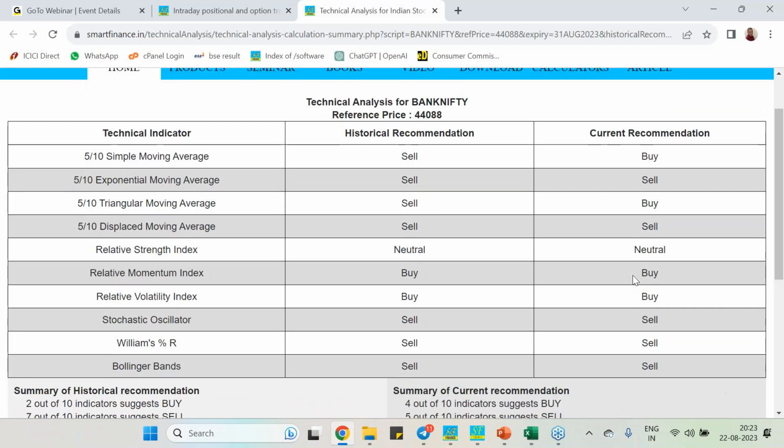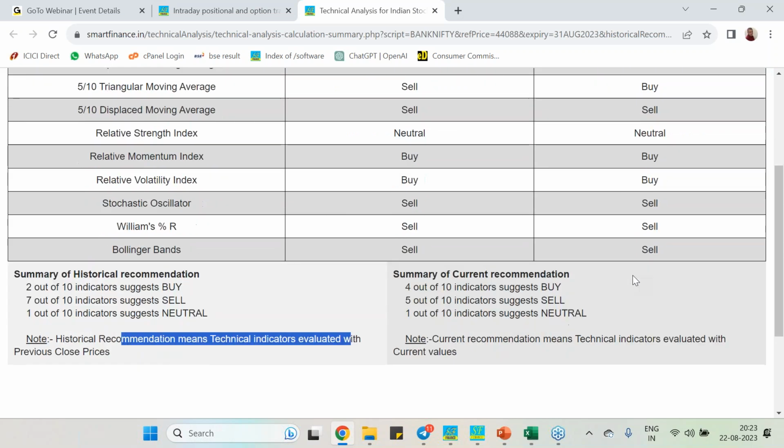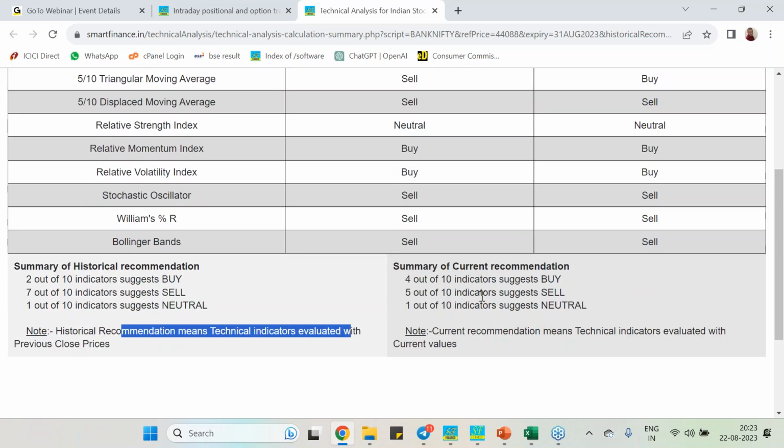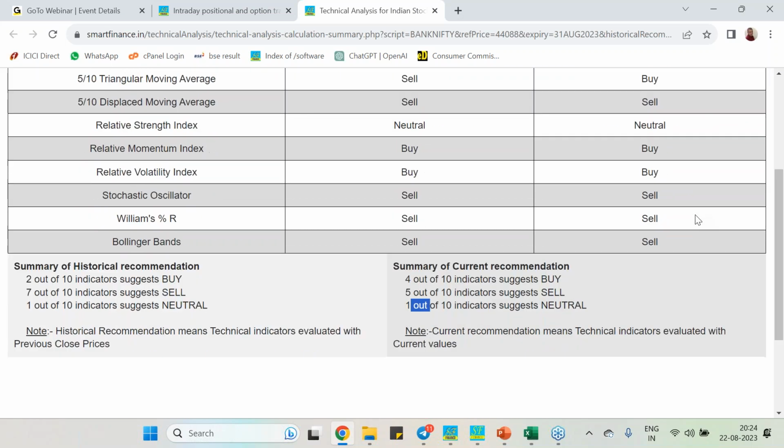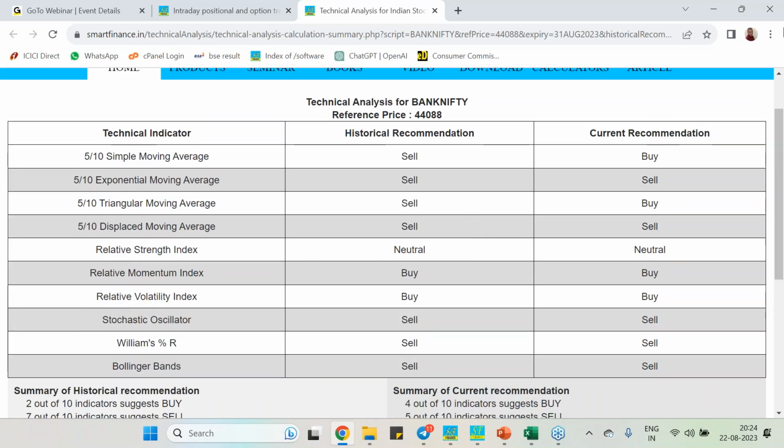However, today, once the market opens, it will change. This current situation will go on changing: at 9:15 one value, at 10 o'clock another value. So you can say that now 4 are telling to buy, but still the majority are sell, and 1 is neutral. Which studies are telling to buy or sell, that also you can get here. By following the values of these 10 indicators, your trades will get refined.